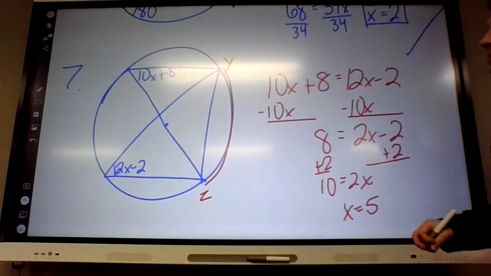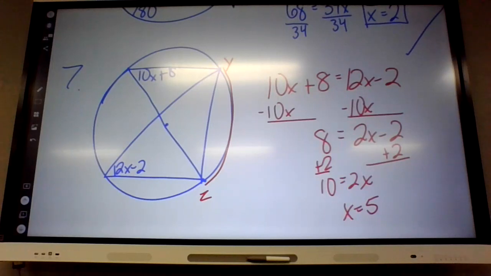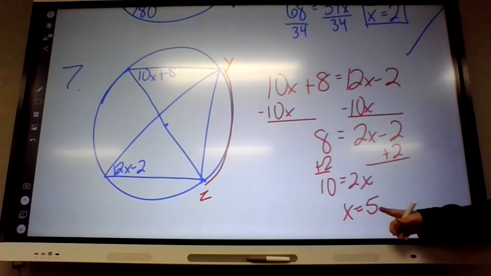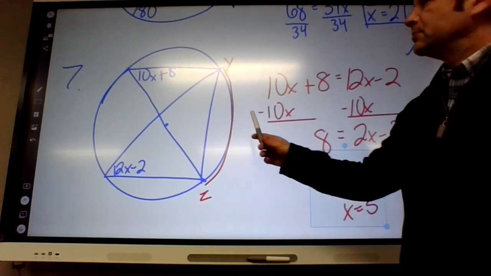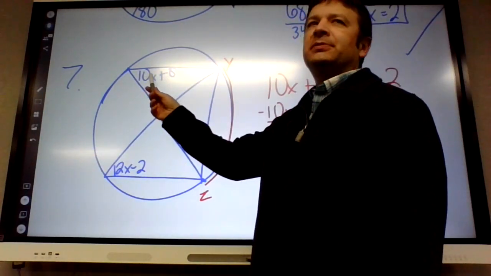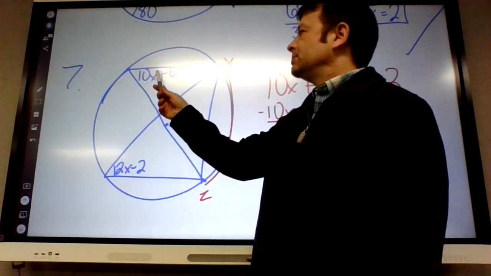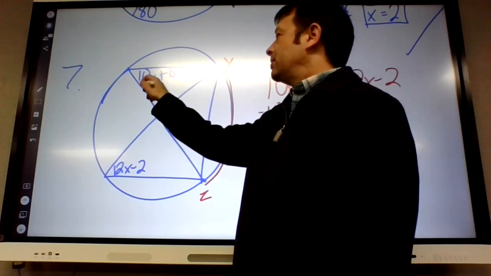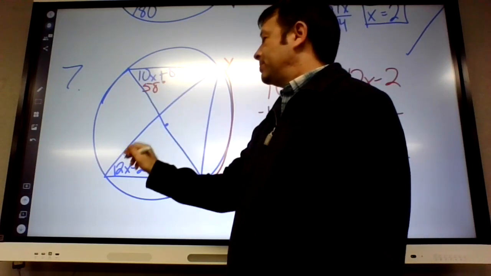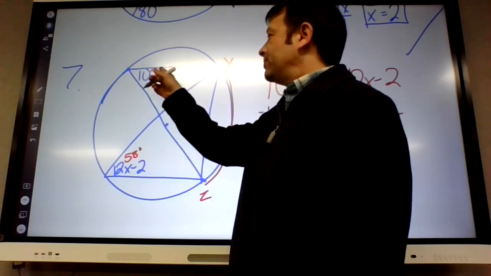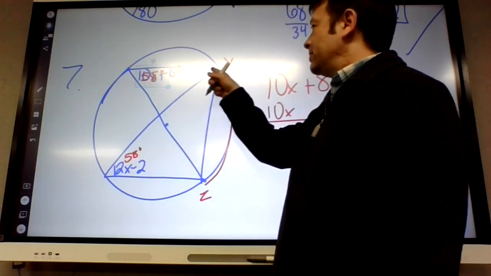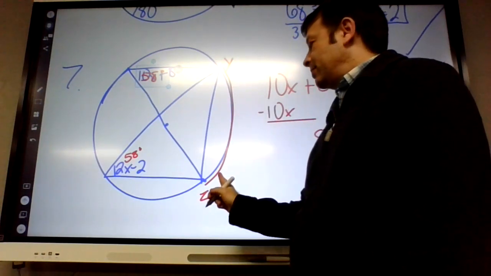So, Anna, any ideas how we could find arc YZ? Okay, if x is 5, how does that help me? What would this angle have to be? Yeah. And by the way, this one would have to be the same thing, right? Remember those are equal. But if this inscribed angle is 58, what does that tell me about this arc?